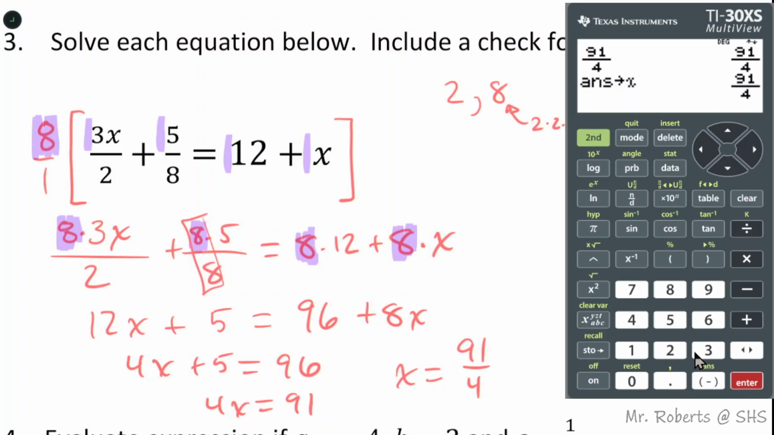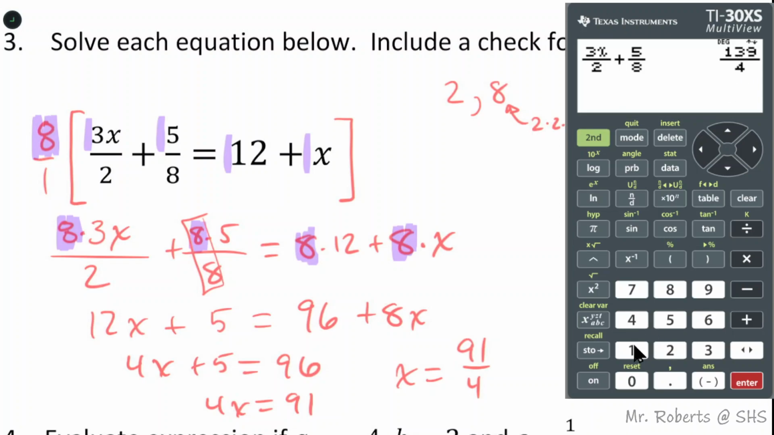Let's look at the left-hand side. The left-hand side is 3x over 2, and then I have to add to that 5/8. When I do that, I get a syntax error. Why? Because this was supposed to be plus. I don't know what I entered. So when I add those two, 3x over 2 plus 5/8, I get 138 over 4.